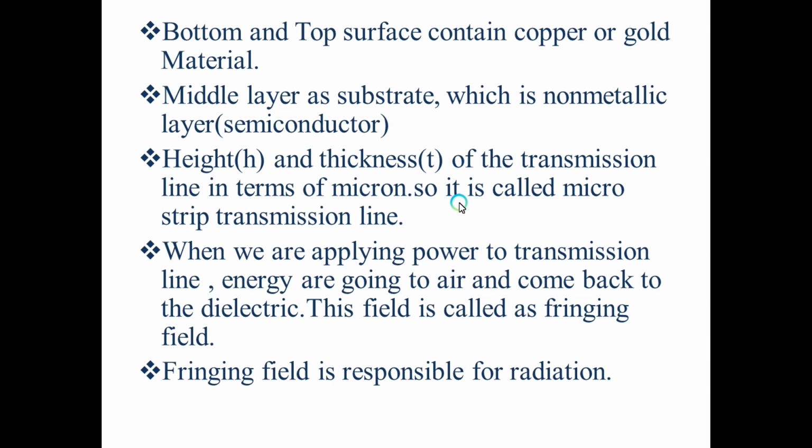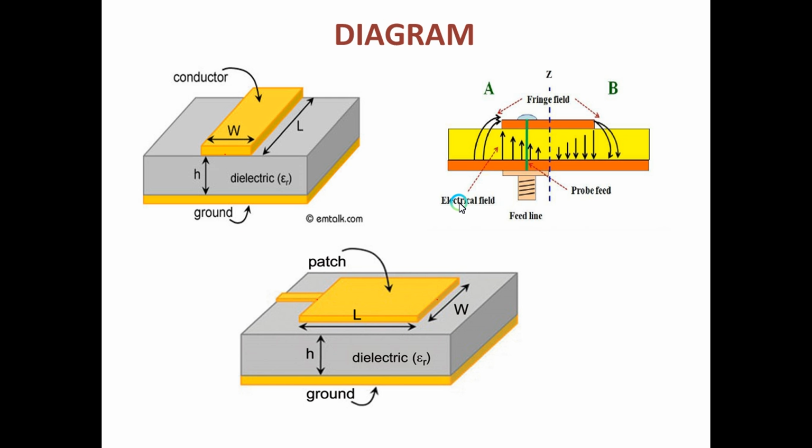Next point, the middle layer is the substrate. Substrate means a non-conducting layer or semiconductor, as we already discussed for the microstrip antenna. The bottom is the ground layer, which contains copper, and the top layer is the patch, which also contains copper, see this figure. In between is the substrate, which is a semiconductor layer.